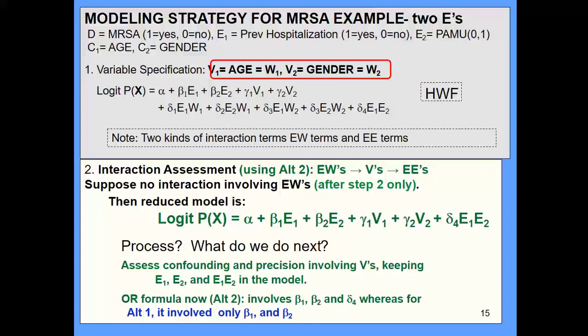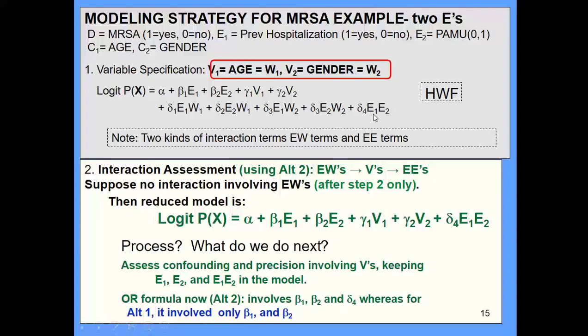Alternative two, if you remember, deals with the variable specification, and then the second thing you do is the EWs, but you don't do the EE until you've dealt with the Vs. So let's suppose there's no interaction. This is the starting model, the same starting model as before. It involves the two E's, age and gender, these 4 EW terms and an E1, E2 term.